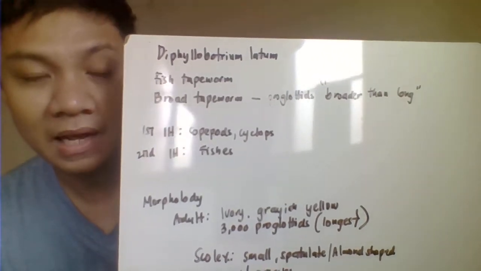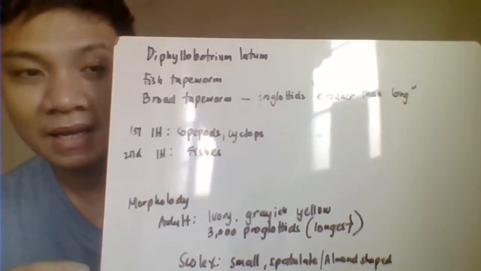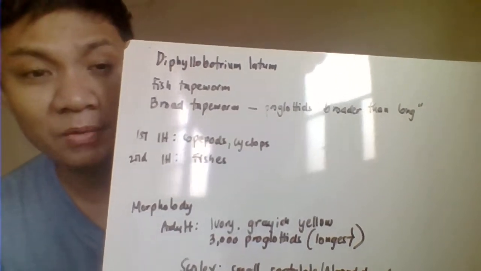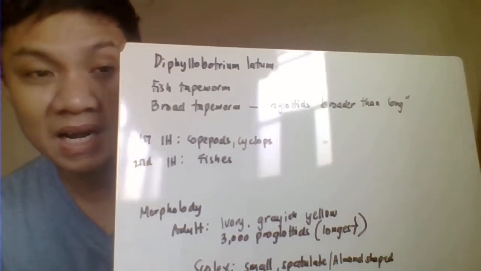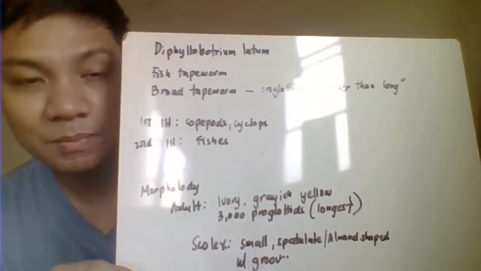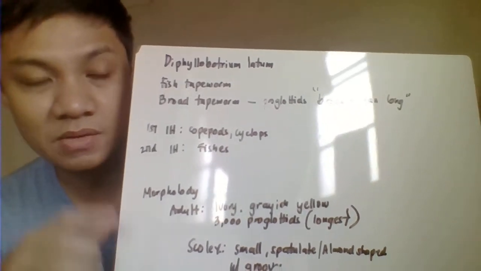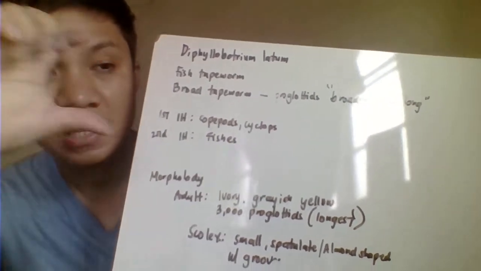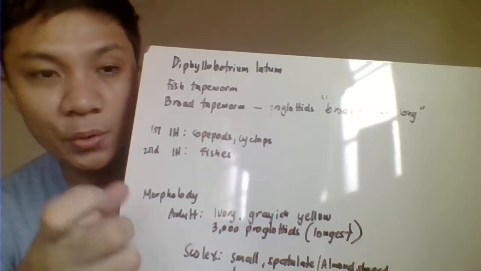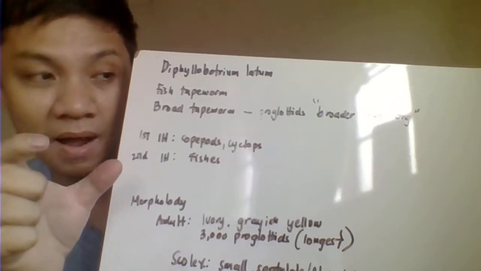So we speak about aquatic life cycle. So ito lang ang nasa tubig ang kanyang life cycle compared with other species here which are non-aquatic. Okay, so it's being called here your broad tapeworm because the graviproglottids, if I try to check the segment, are broader than long. So medyo makapal siya compared sa kanyang haba.